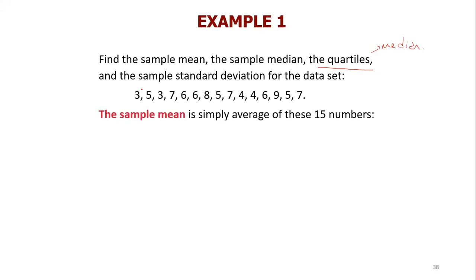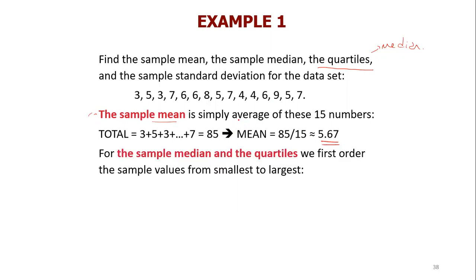Given these numbers, we will first find the sample mean. The sample mean is the arithmetic mean of these numbers, so you sum them all and divide by 15, which is equal to 5.67. What's the sample median? You order them from the smallest to the largest: 1, 2, 3, 4, 5, 6, 7, 8. Because you have 15 numbers, the one in the middle is x8, so this is the median.